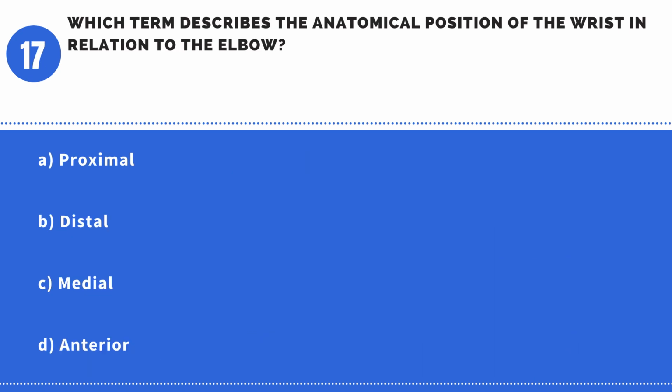Question 17. Which term describes the anatomical position of the wrist in relation to the elbow? A. Proximal. B. Distal. C. Medial. D. Anterior.